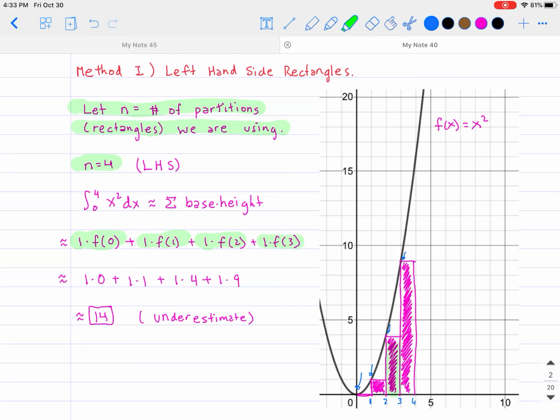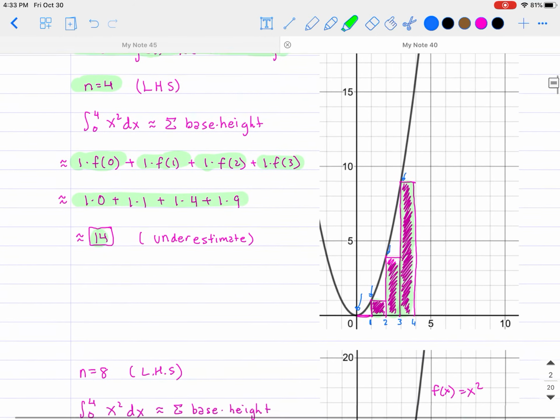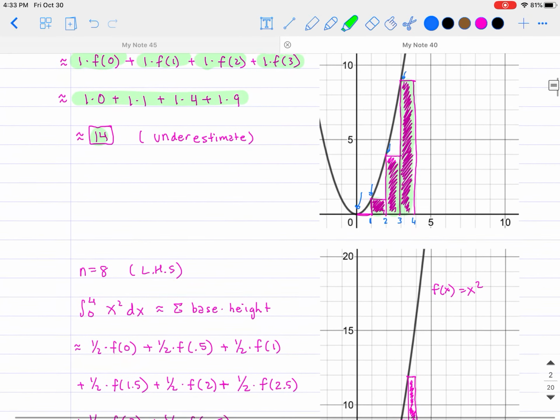The next rectangle is going to be 1 multiplied by f of 2. That's the rectangle over here, so that's 1 times 4. And finally, for the last one, it's base times height, so 1 times f of 3, which is 1 times 9. So there are my 4 rectangles. If I add them all up, that will give me a rough idea of what the area under the curve is. In this case, it's equal to 14, because that's the sum of all the numbers. Since all of these rectangles are underneath the curve, this is an underestimate. And the only way we know it's an underestimate is because we drew out what the curve actually looks like.